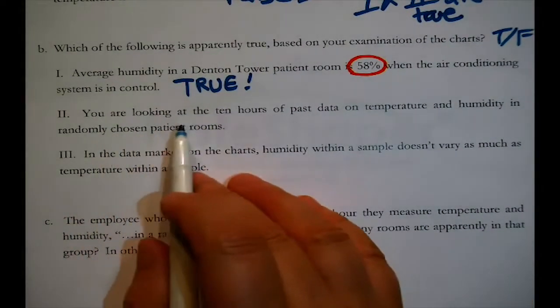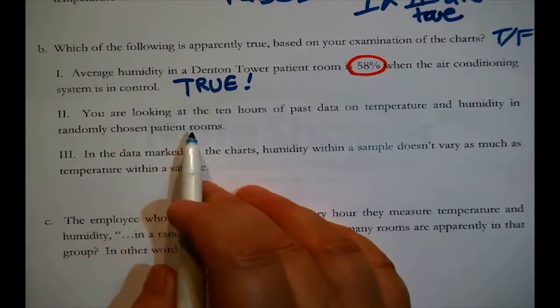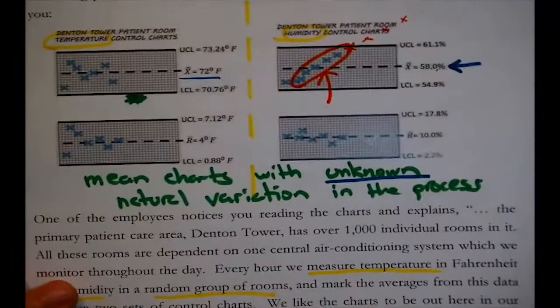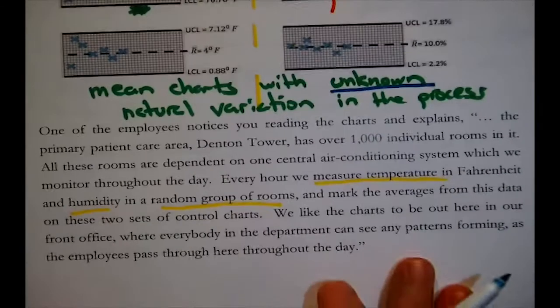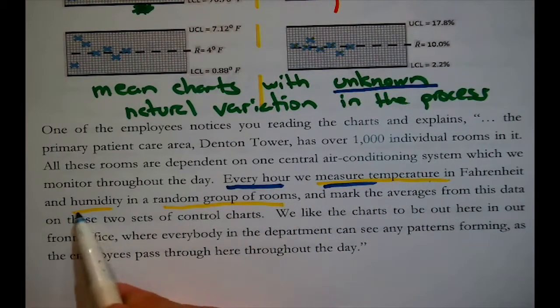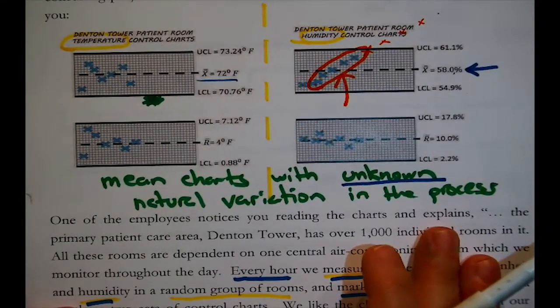You are looking at 10 hours of past data on temperature and humidity in randomly chosen patient rooms. Okay, so we are staring at this up on the wall, and it says confirm this or dispute it. This represents 10 hours worth of monitoring activity. Well, how are you supposed to tell that? The secret is what the employee told you. Every hour we measure temperature and humidity, and we mark the averages on these charts.